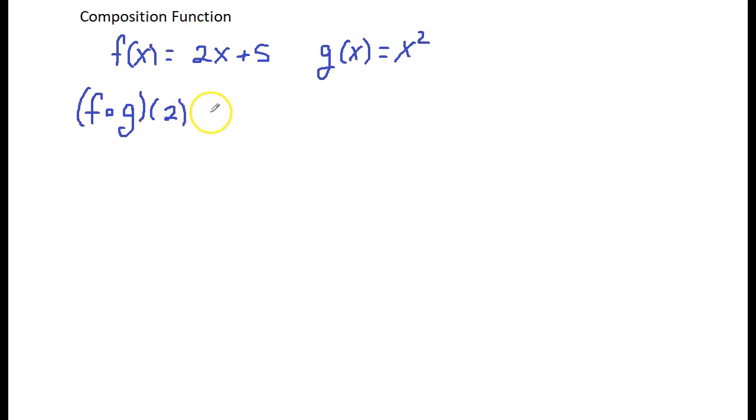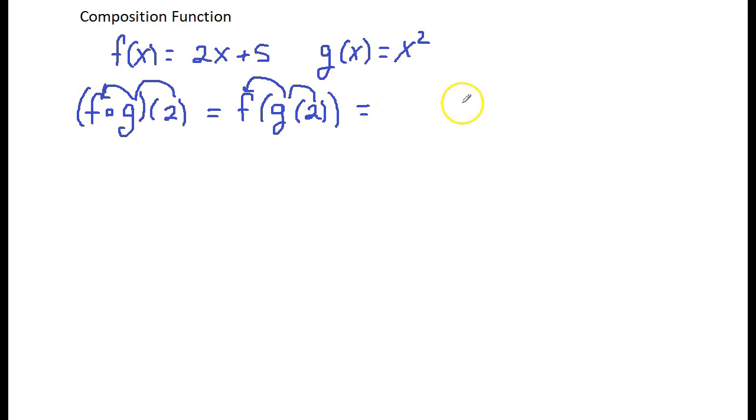What does this mean? This means I take function f, and in place of x in function f, I am going to put function g, and in place of the x in function g, I'm going to plug in 2. Think of it as a double plug-in. I plug 2 into g, and then I plug that answer into function f. That is the nuts and bolts of it. So plug 2 into function g, then we plug that answer into function f. That's what we're doing here.